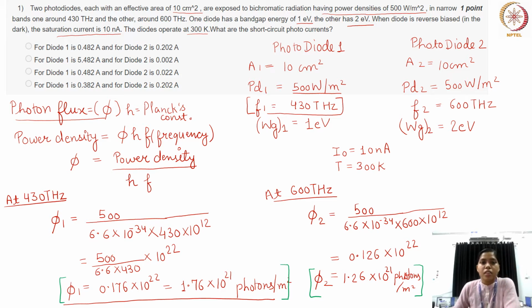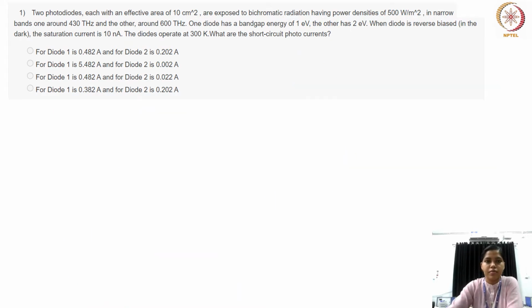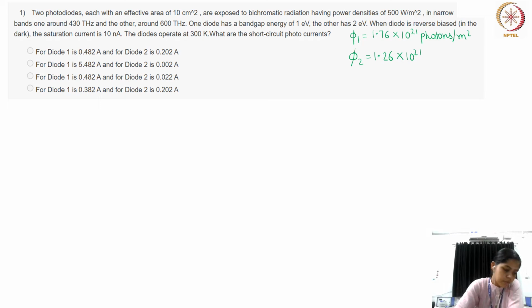Okay. So till now we have found that phi1 is 1.76 into 10 raised to the power 21 photons per meter square. So, is it visible or not now? Okay. So phi2 is 1.26 into 10 raised to the power 21 photons per meter square.